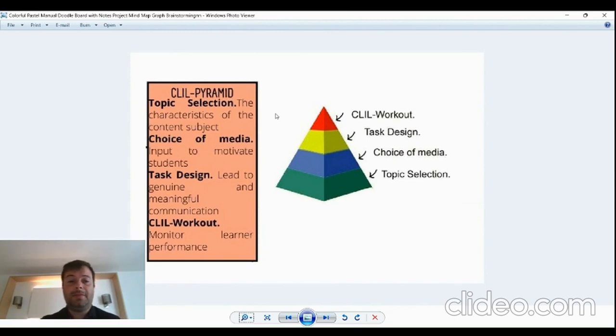All right, now the fourth and final stage is the clear workout, which basically is monitoring learner performance. It is settled on the top of the pyramid, as I mentioned before. It's called the clear workout. The nature of the output that is generally a real product determines the output scaffolding necessary to provide the students. At this point, teachers are able to monitor learner performance and increase learner awareness about the learning process.